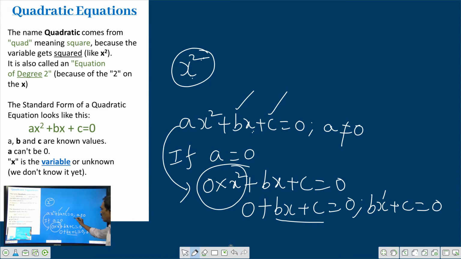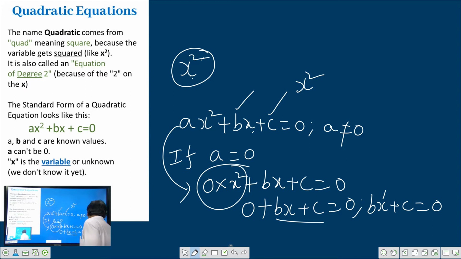That's why we have to be careful while giving the values for a, b, c. In the sense, the x square term should be there in a quadratic equation. The x term may or may not be there, and the constant term may or may not be there. The x square term should be there because we are speaking of the quadratic equation, not the linear equation. This is the condition. Keep it in mind.